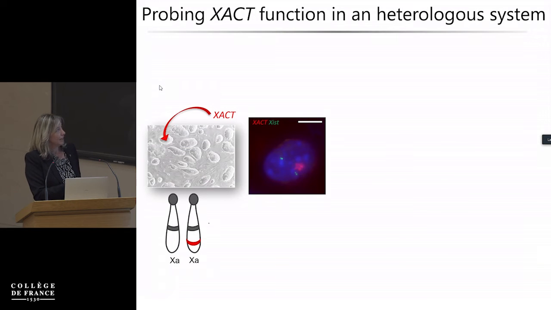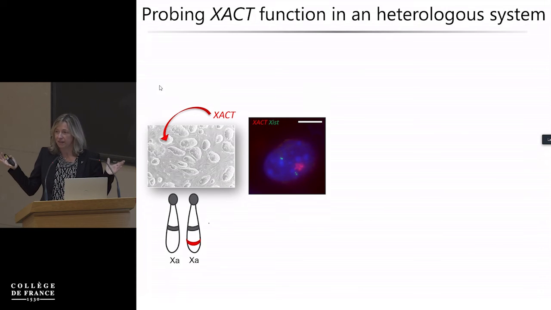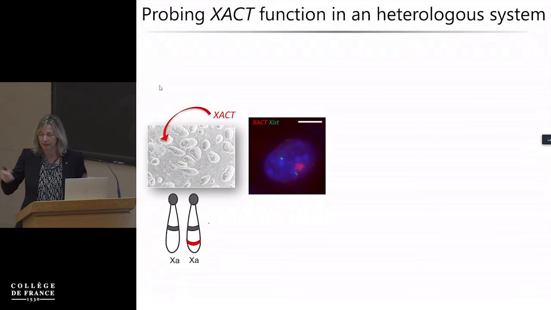So in order to test the function of XACT in this heterologous system, what we did was to artificially introduce a part of XACT, not the entire locus, because it's really huge, but at least the promoter region and a huge part of it.